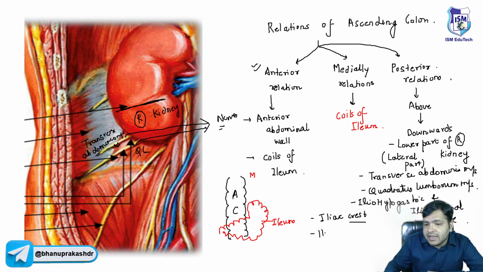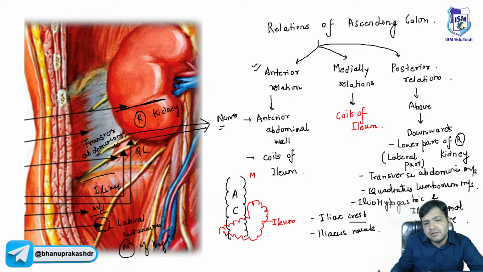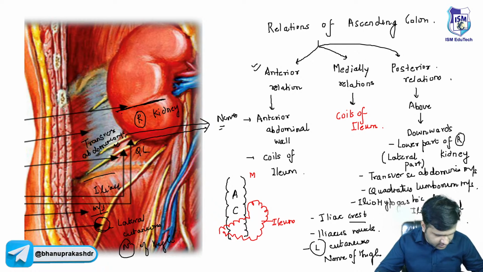Obviously, to the iliac crest, we have the iliacus muscle. You can see the crest over here. This is the iliacus muscle, and just anterior to it, we have one nerve which is supplying the thigh, called the lateral cutaneous nerve of thigh. So yes, one more component, the lateral cutaneous nerve of thigh. I hope this is clear to each one of you.